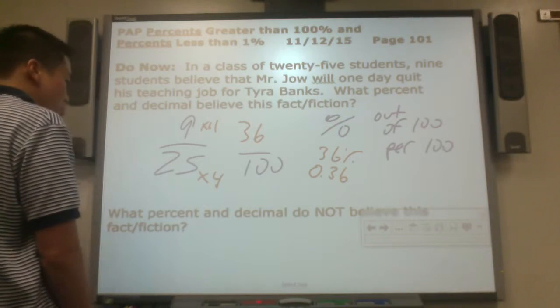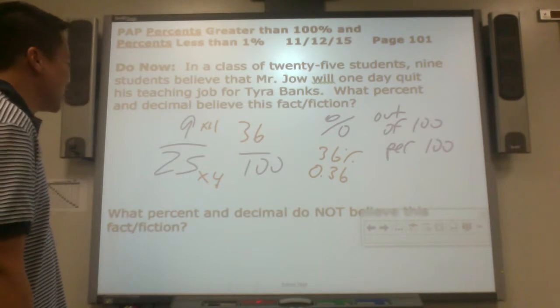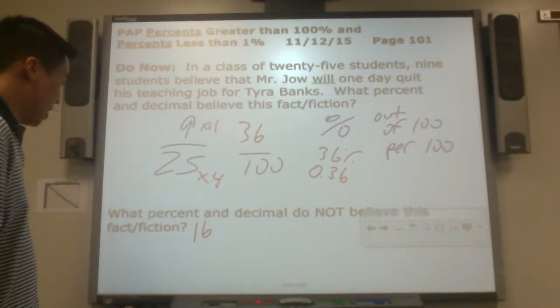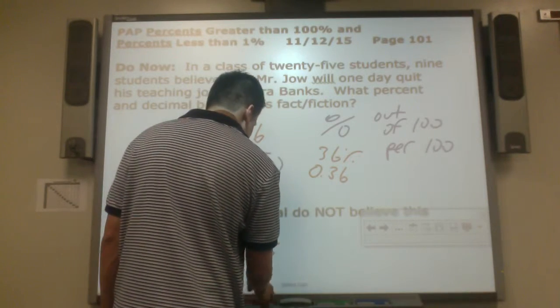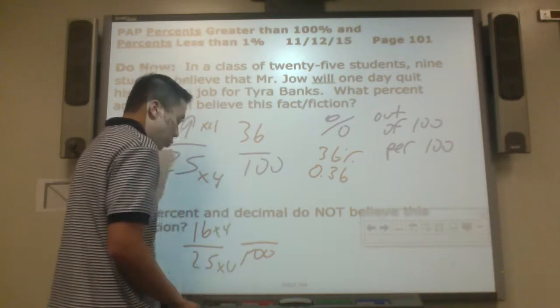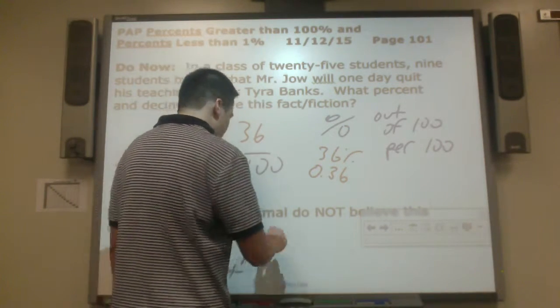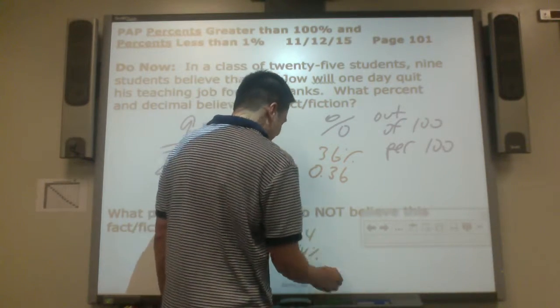What percent and decimal do not believe this? So if there are 25 students and 9 believe, is it 16? 16 plus 9 is 25. 16 out of 25 do not believe this. It's a total bold-faced lie. So we scale up by 4. That would be 64 hundredths, or 64%.